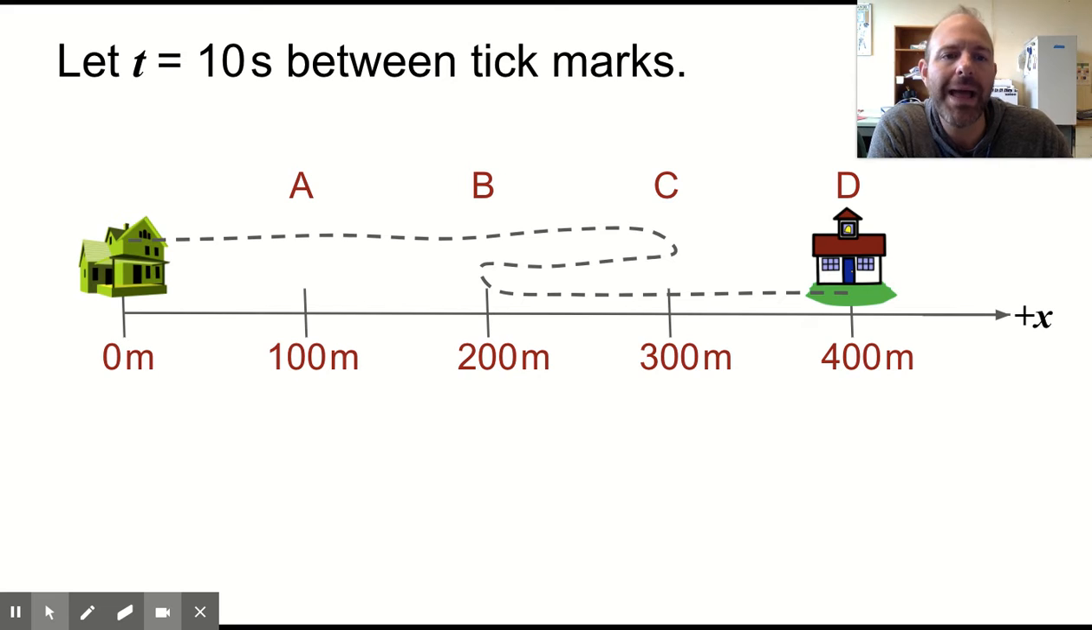If we were to imagine that every 10 seconds we get to another one of these tick marks, in other words, to go from 0 to 100 takes 10 seconds, we can start talking about speeds and velocities.